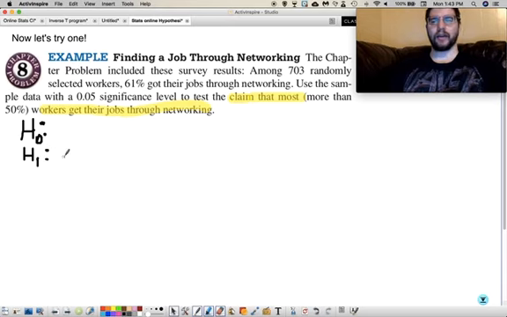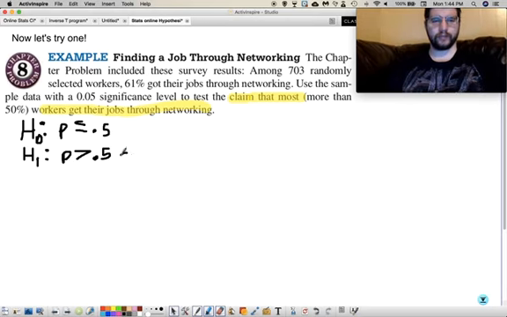First thing we're going to do is write down our hypotheses, the null and the alternative. So the claim is that more than 50%. That's an alternative. It doesn't have equality in it. P is greater than 0.5. The null is the opposite of that. P is less than or equal to 0.5. The claim is in the alternative. The claim is that more than 50%, not greater than or equal to 50%, but strictly greater than. This is the claim right here.